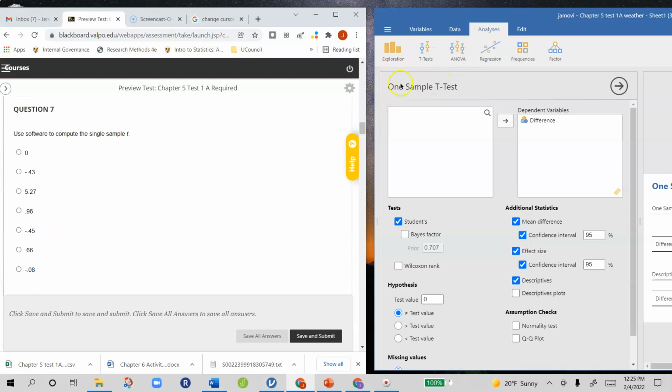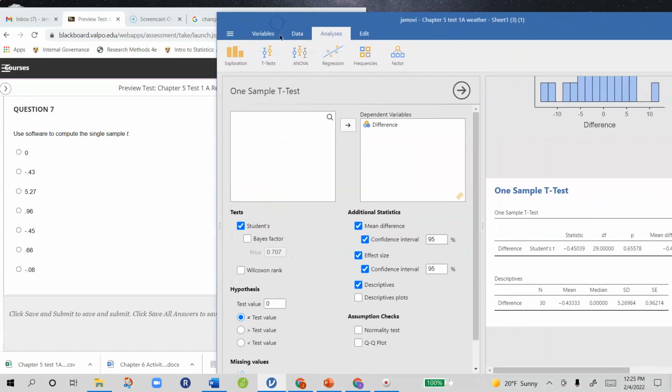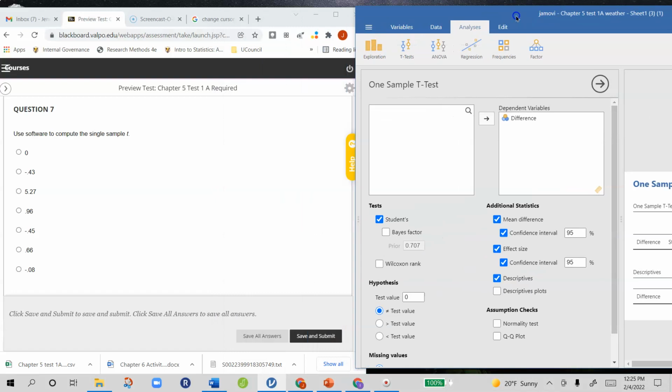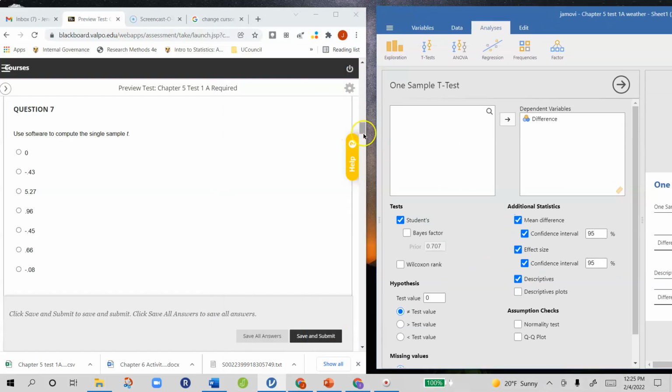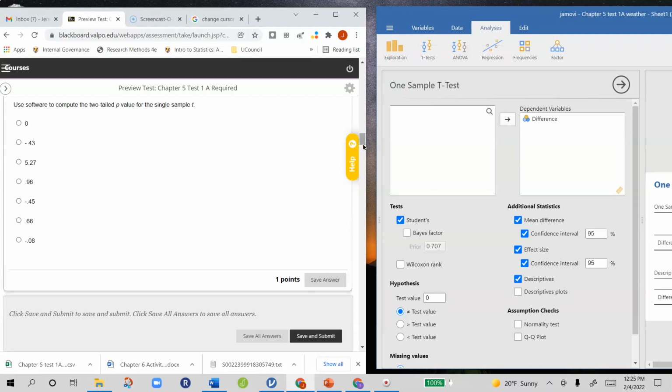Number 7, we ask you to use the software to compute a single sample t. And that's already generated here in your Jamovi output. So our single sample t, our t-statistic, is negative 0.45. It says Student's t and then statistic is what we're going to analyze there. Then, moving down, we want to know the two-tailed p-value.